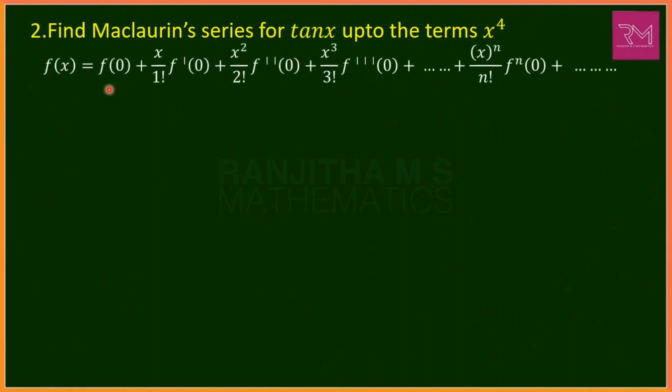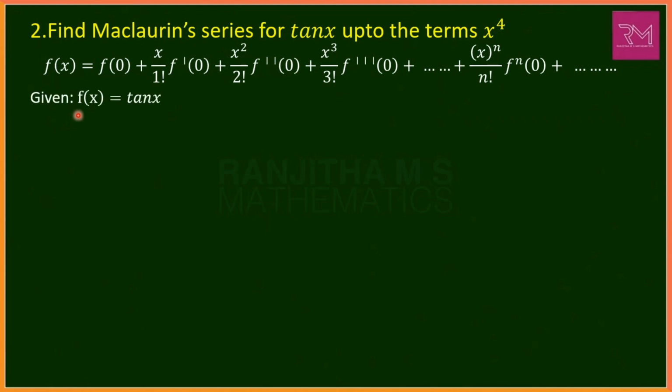We all know that Maclaurin series is given by the formula f of x is equal to f of 0 plus x by 1 factorial into f dash of 0 plus x square by 2 factorial into f double dash of 0 plus x cube by 3 factorial into f triple dash of 0 plus and so on, x power n by n factorial into f power n of 0 plus and so on. This is a standard Maclaurin's expansion.